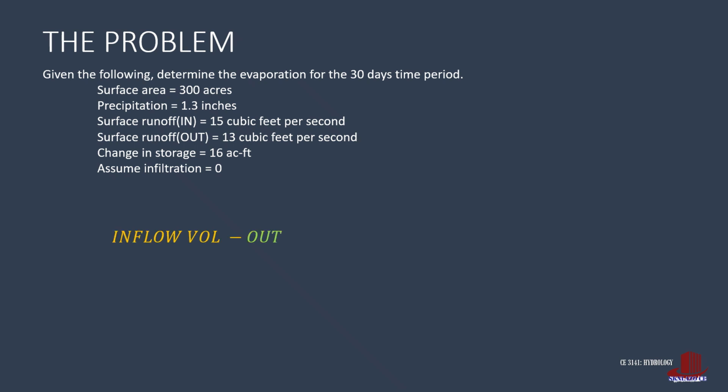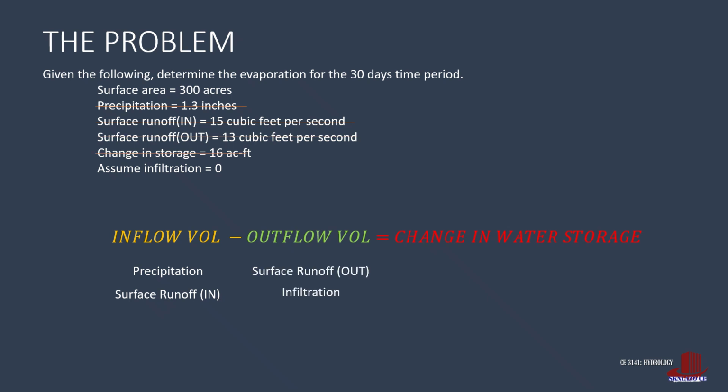The water equation has the inflow volume less the outflow as the change in water storage. From the given parameters, inflow includes precipitation and also surface runoff inflow. The other parameters are considered outflow, like the surface runoff outflow, the assumed infiltration, and the required evaporation. Since we have already categorized each parameter, we can then place the values.